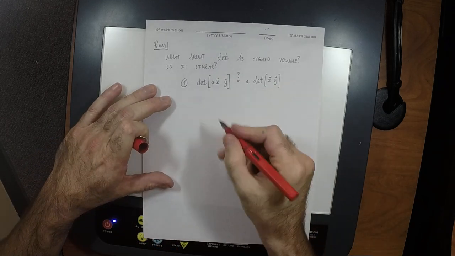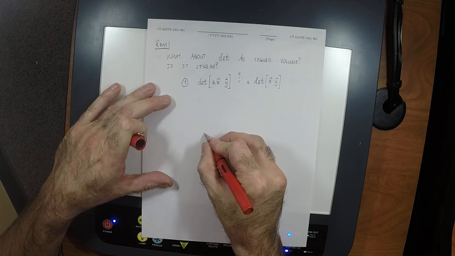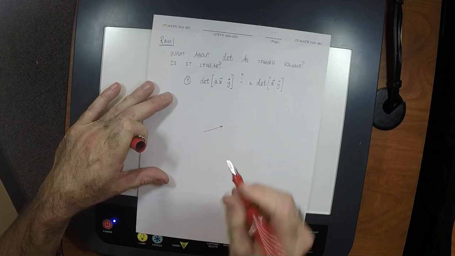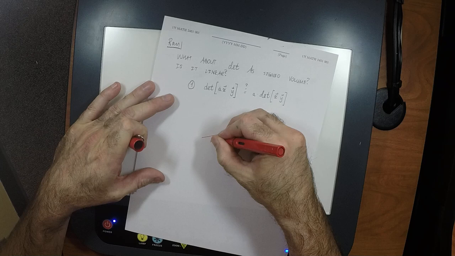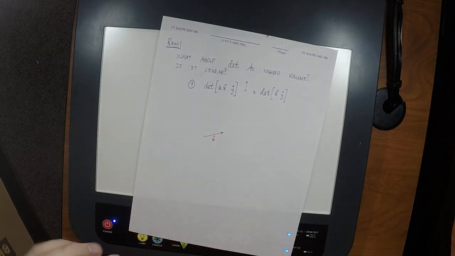Okay, well what if x is this vector? So first x, and then y.